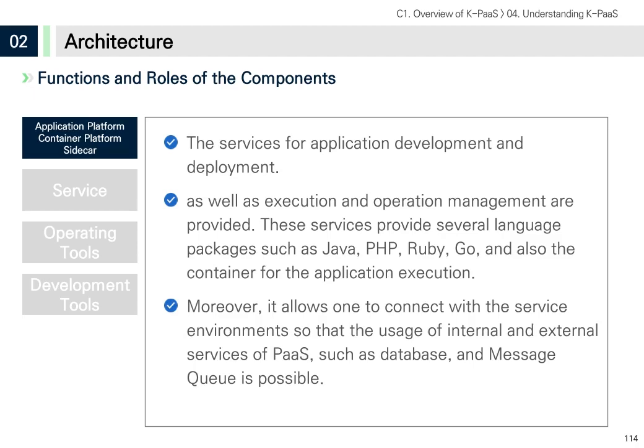This service provides containers for application execution by supporting various language packs such as Java, PHP, Ruby, and Go, and supports the use of PaaS internal and external services such as databases and message queues in conjunction with the service environment. It provides account registration and access authentication to use PaaS features, permission management to perform control over APIs that can be used after authentication or resources that can be controlled, and access management services to access applications.